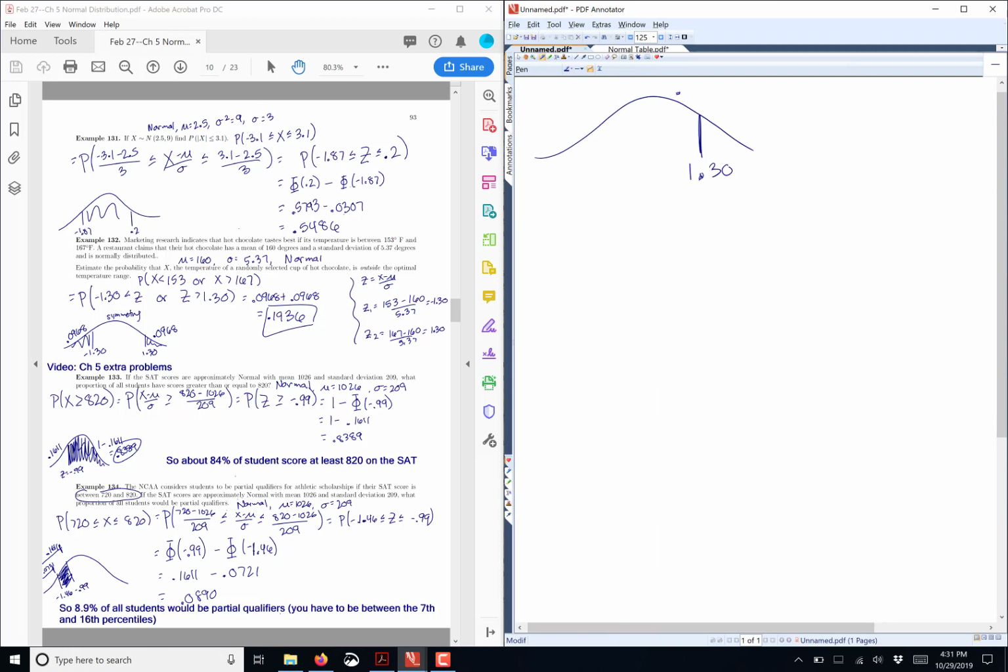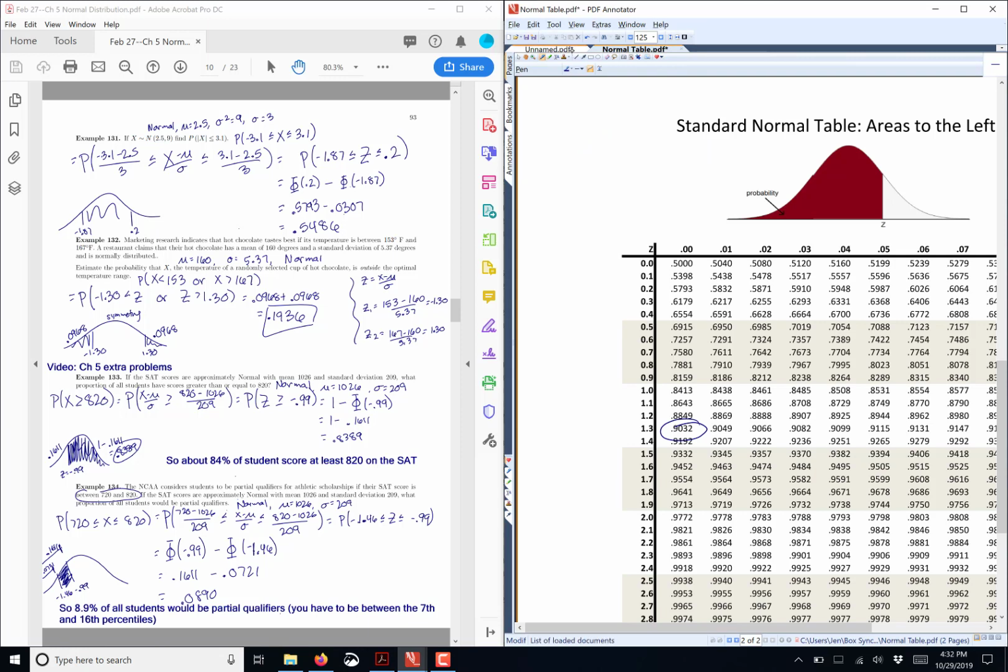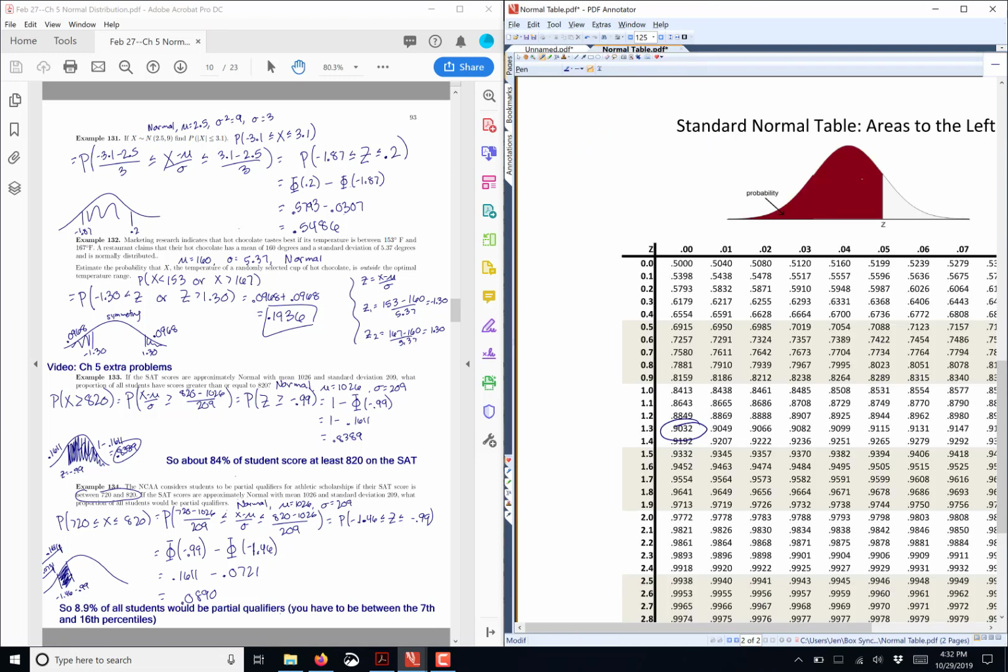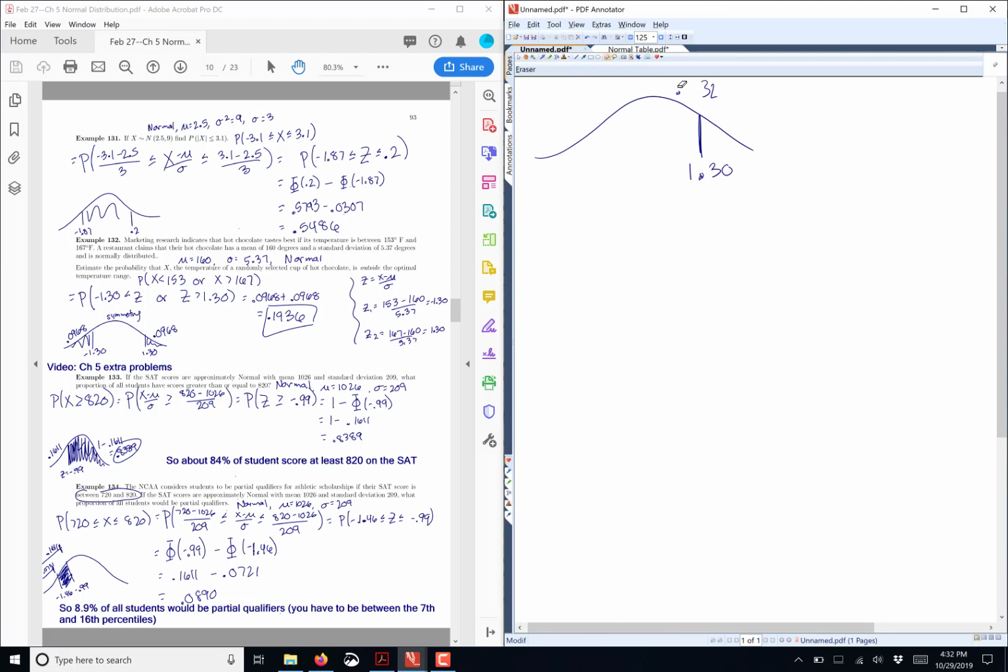So I got 0.9032. But what you have to remember is the normal table only gives you areas to the left. See how this is the area to the left? So that 0.9032 is actually all of the area over here. So that's the area from here all the way over to the left.